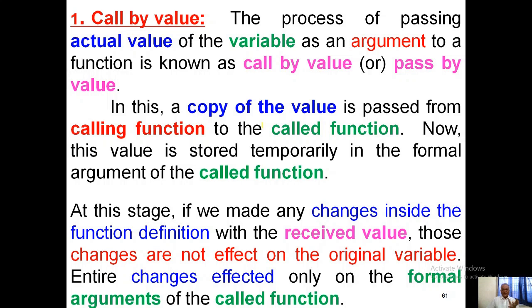In this, a copy of the value is passed from the calling function to the called function. This value is stored temporarily in the formal argument of the called function. If you make any changes inside the function definition with the received value, those changes will not be reflected in the original values. Why? Because we are taking only a copy of the value. Wherever you make changes, they are made in that area only. They cannot apply in the original area. So that is call by value.